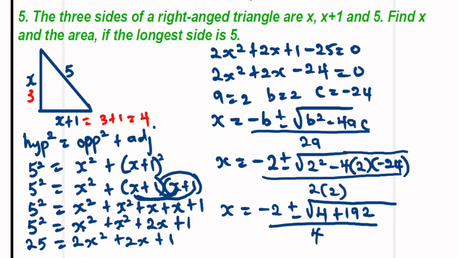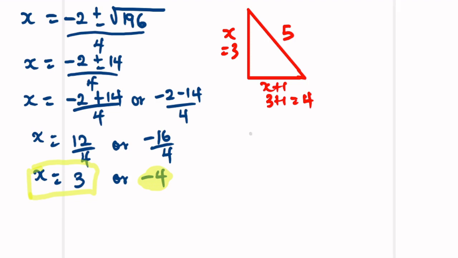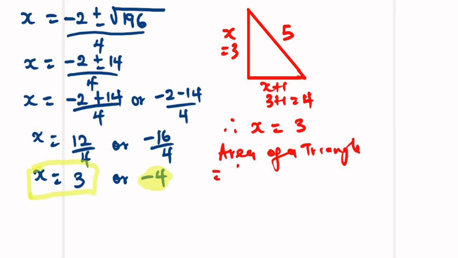Now the area. Therefore, x is equal to 3. Now the area of a triangle. Area of a triangle is equal to half base times height. So 1 over 2 times the base. What is the base of this shape? The base of this shape is x plus 1, which is 4. So 4 times the height. The height here is this place. So the height is 3.